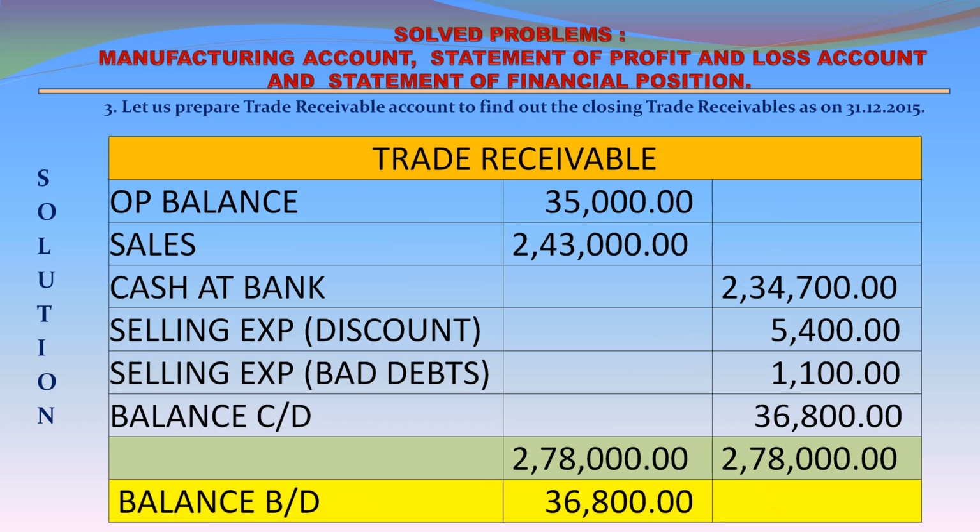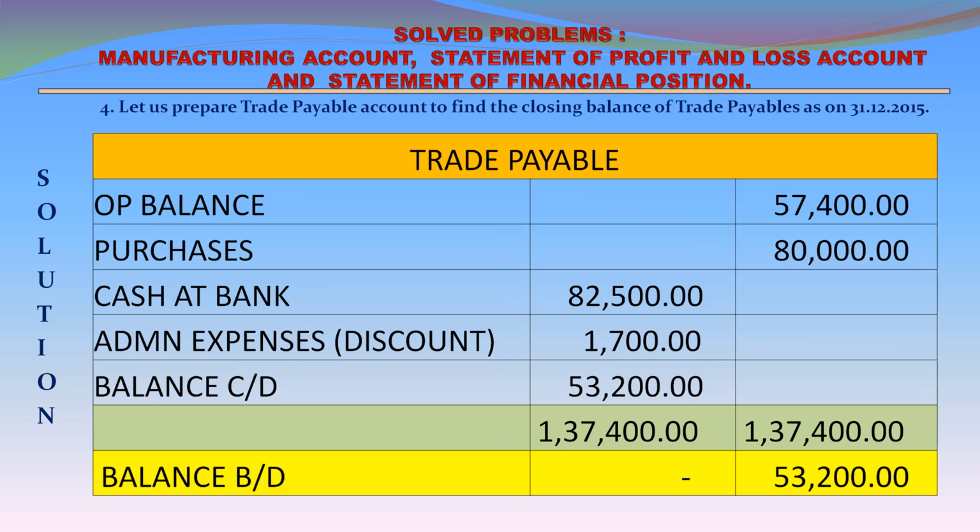Trade receivable account opening balance debit 35,000. Sales debit 243,000. Cash at bank credit 234,700. Selling expenses discount 5,400. Selling expenses bad debts 1,100 credit. Balance carry down 36,800 debit.